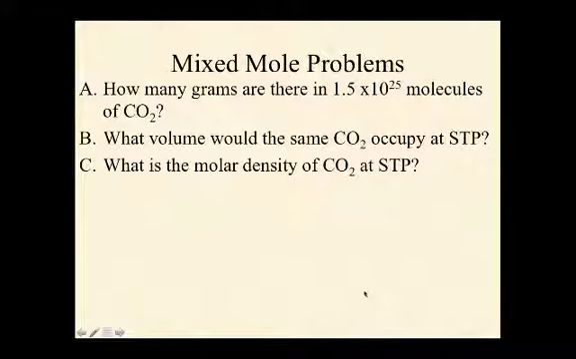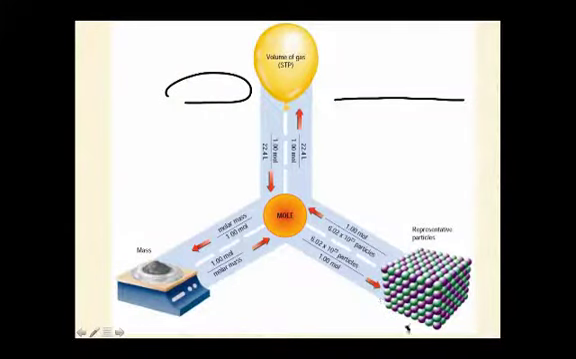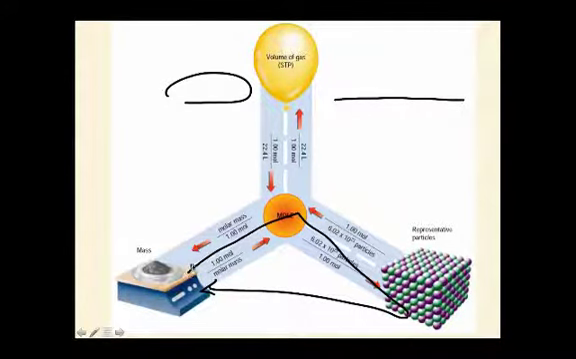Here's a problem that involves a lot of different things from the mole road map, but now we know how to handle any of these things. How many grams are in 1.5 times 10 to the 25 molecules of CO2? So we're going to start with molecules, which is a type of particle. We're going to go to grams. Let's look at the road map. We're starting with particles. We're going to grams, but there's no off-roading allowed. We're going to have to go through moles first and then get there. All right, you ready for this?